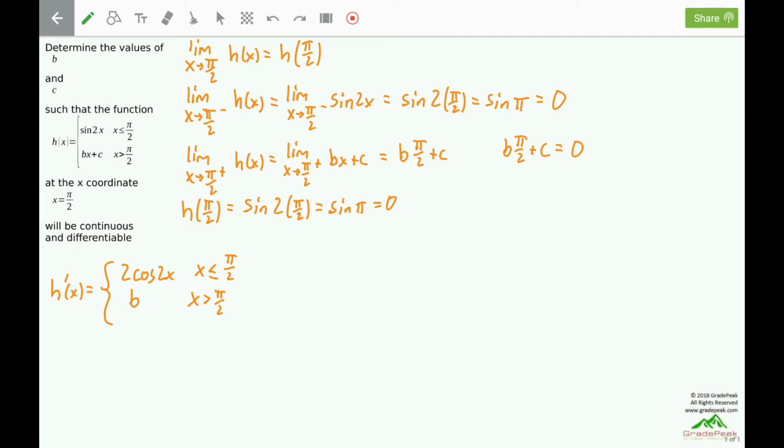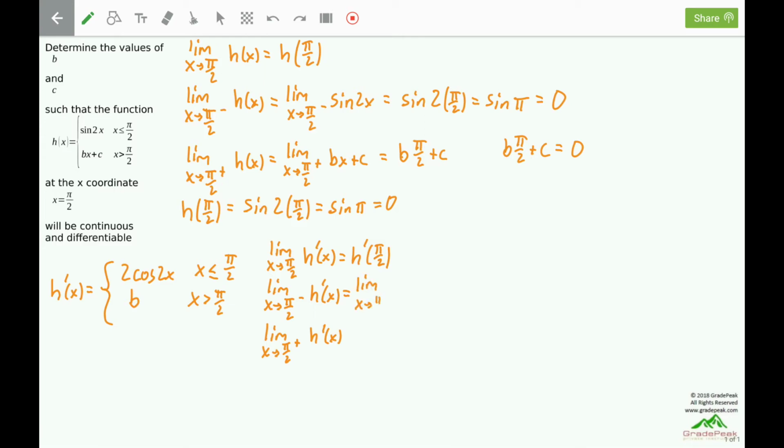Differentiability is just continuity of the derivative, so we want the limit as x approaches pi over 2 from both sides of h prime of x to equal h prime of pi over 2. Since we have a split expression function, and it's splitting right at that x-coordinate of pi over 2, we will need to work out the two-sided limit from each side separately. So we will have the left side of pi over 2 of h prime of x, and the right side of pi over 2 for h prime of x. Let's start with the left side limit.